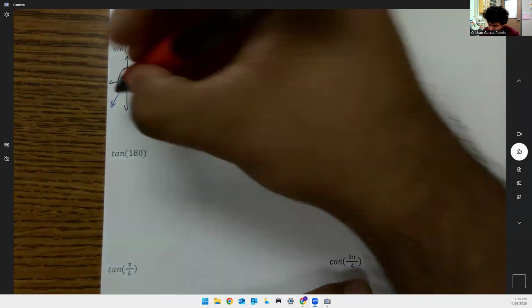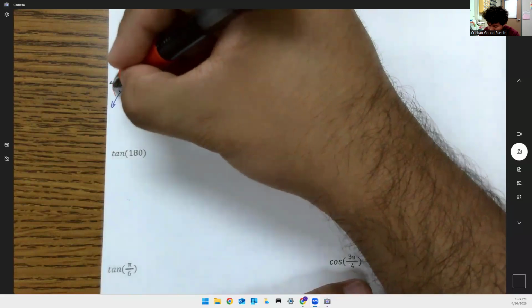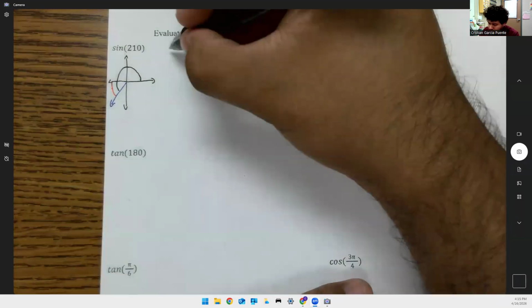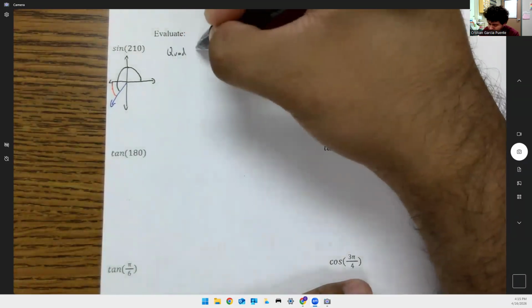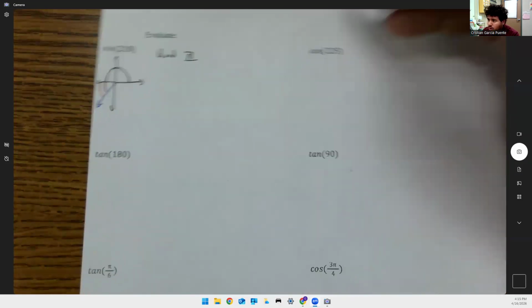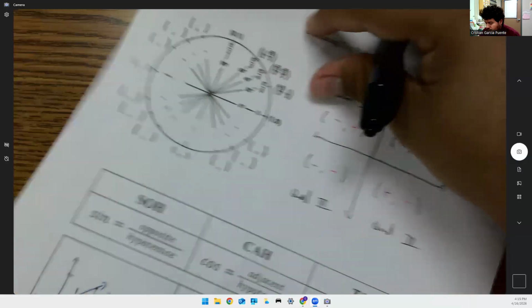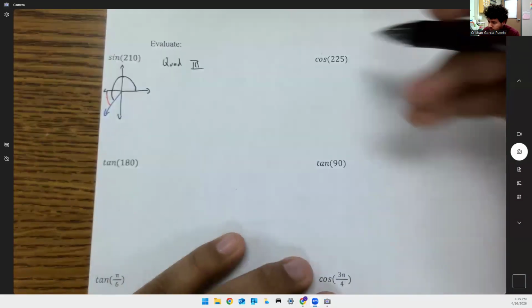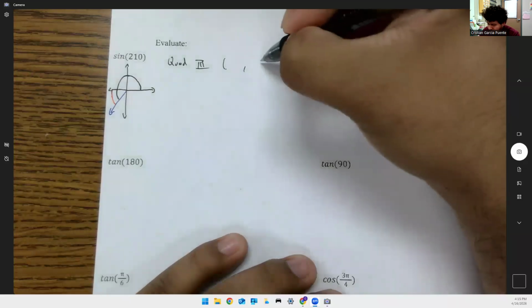Now we just need to find our reference angle. So our reference angle is from here to here. But before we do that, we have to know which quadrant we're in. We're in the bottom left quadrant, so we're in quad 3. And now, whenever you're doing your quadrant, just make sure to also do what your signs are going to be. So in this case, in quad 3, you're minus minus.